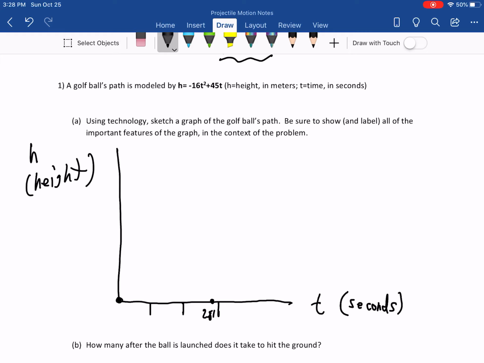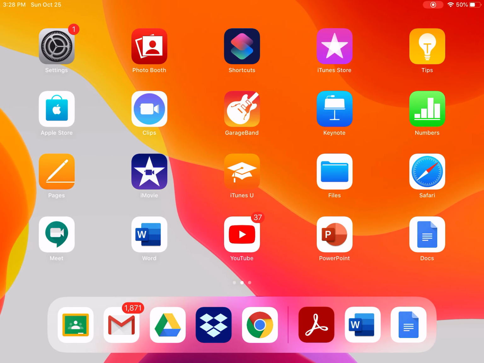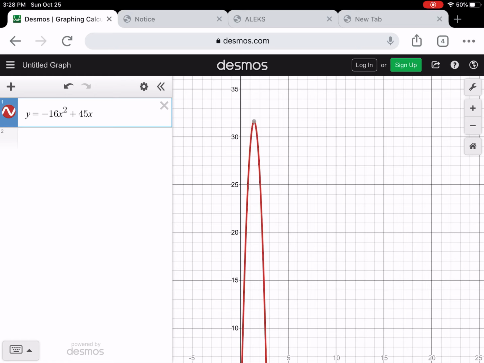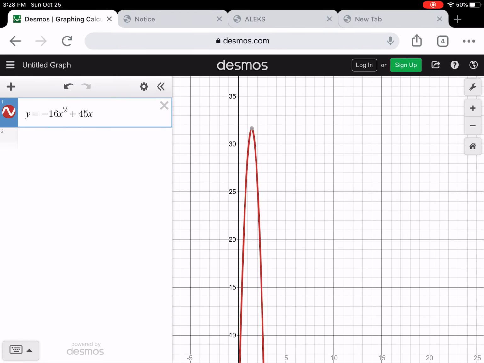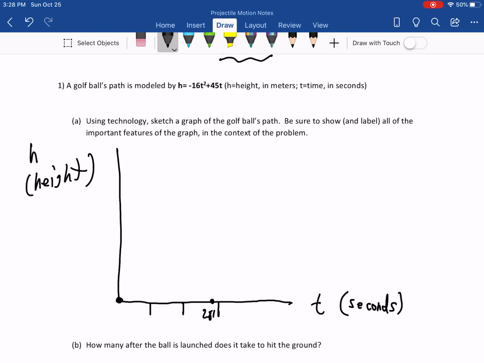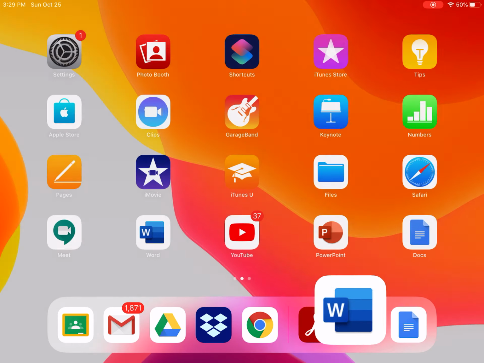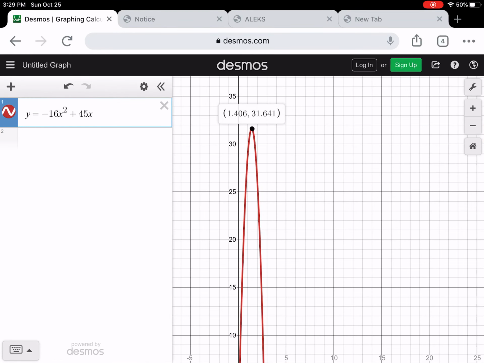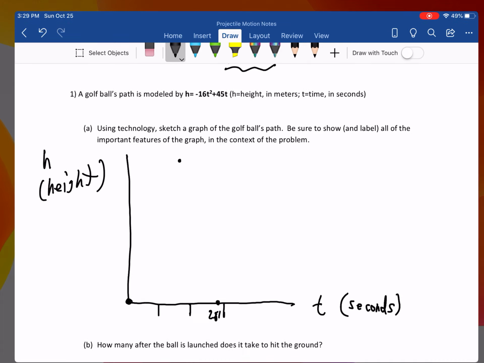And let's get our vertex. Go back. The vertex was at, what's that point? 1.41, 31.64. Okay. Should notice the vertex is halfway between the intercepts. So out there. Okay. And what was that number again for the y coordinate? 31 point, let's just call it 31.6.